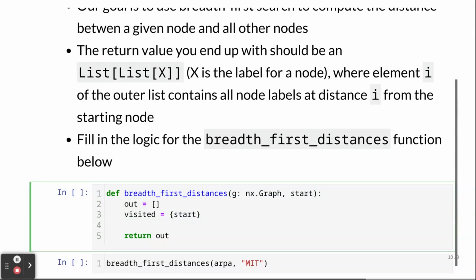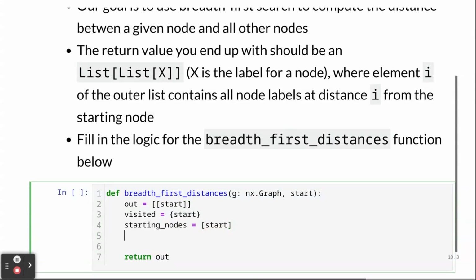So I'll start there, and then I will note that my starting nodes is only this start node. And I'll show you what this variable is going to do here in just a minute. And I'll also say that we want to start. The output should only have this list here, this inner one, containing start. So these are all of the nodes at distance 0 from the starting node.